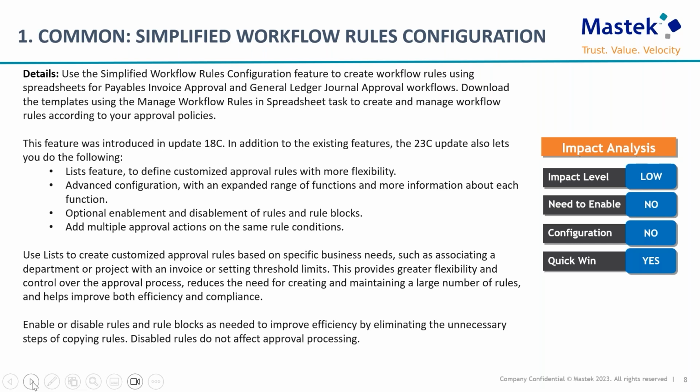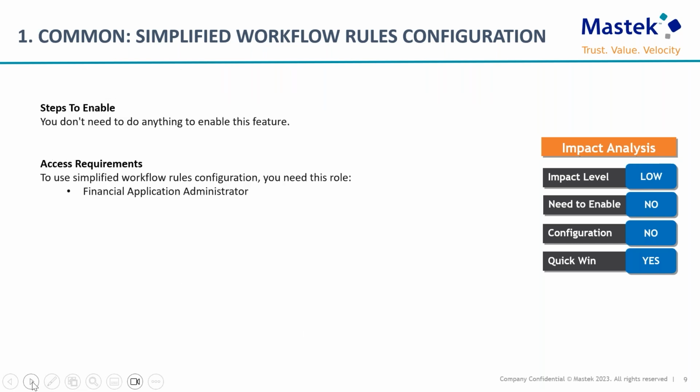This feature was actually introduced in 18C and is now advanced in the 23C upgrade. So for example, we can define customized rules with more flexibility and customizations, and more conditions and functions can now be used. Rules can be created for specific business units, and disabled rules will not actually affect the approval process. Users will require the financial application administrator role for this feature to get enabled.